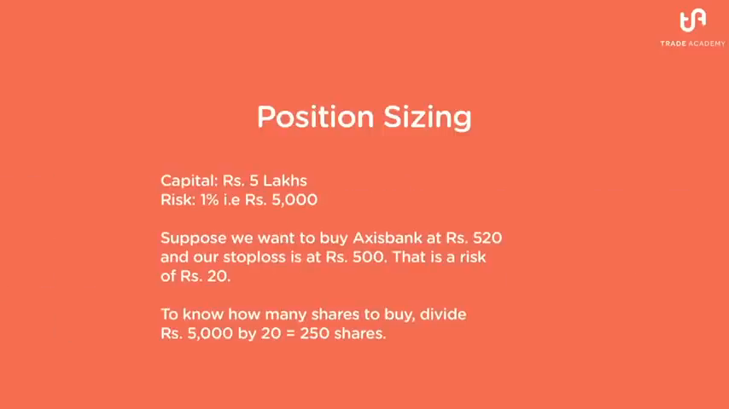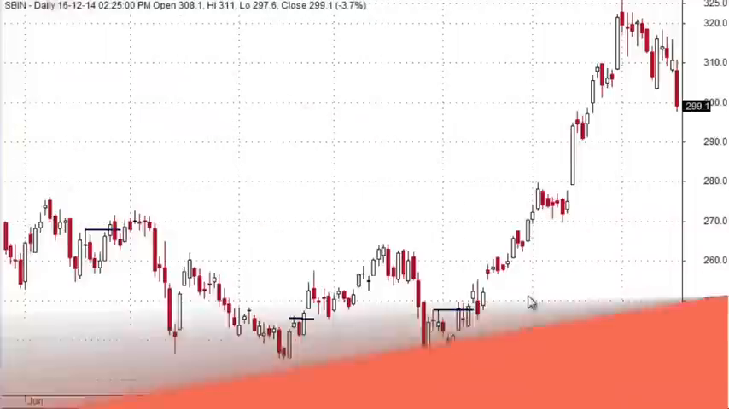Calculating this is easy. Let's assume your capital is rupees 5 lakhs. What's 1% of 5 lakhs? That's rupees 5,000, of course. So that's the maximum amount we can risk on any trade. So let's see another example so it's crystal clear, of State Bank of India.